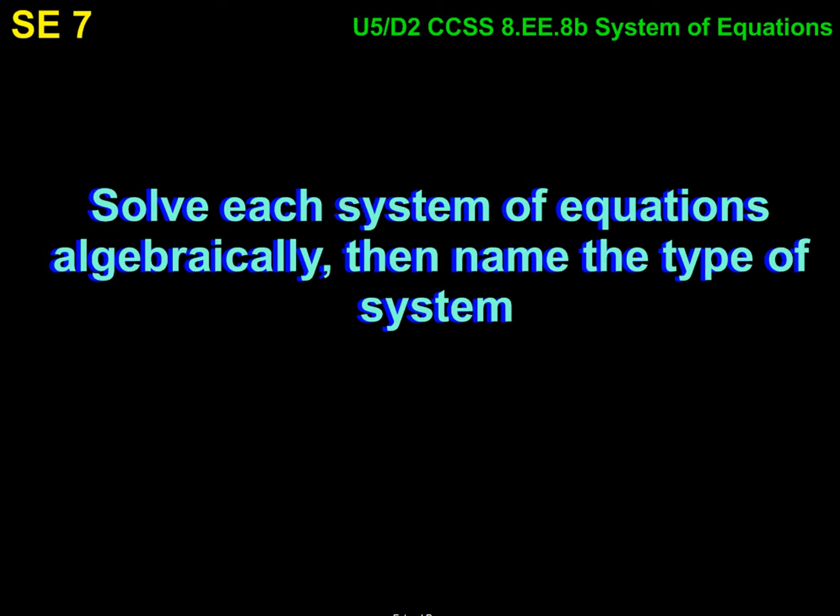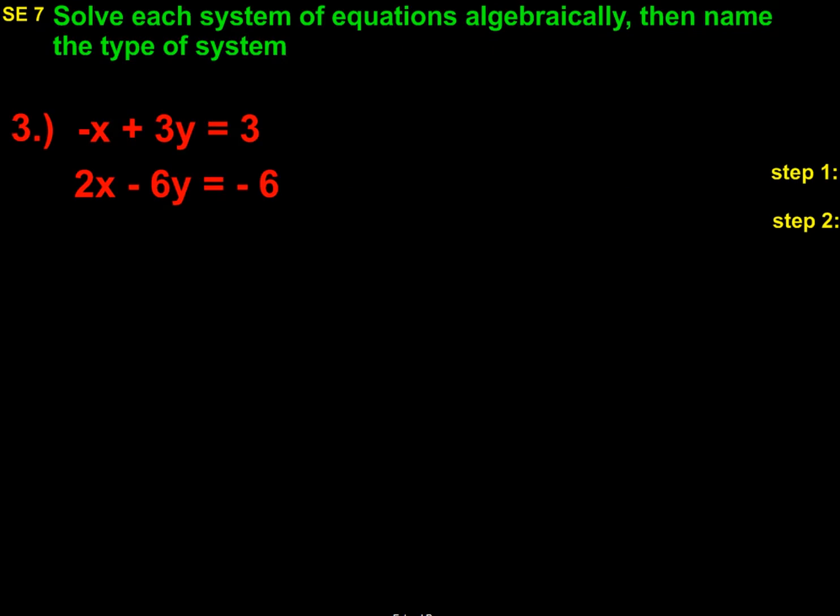Tonight's homework is SE7. Solve each system of equations algebraically, then name the type of system. First, we'll start with question number 3. You have negative x plus 3y equals 3, and 2x minus 6y equals negative 6.